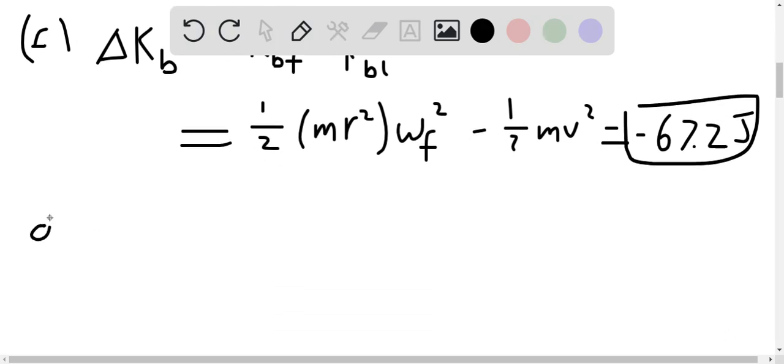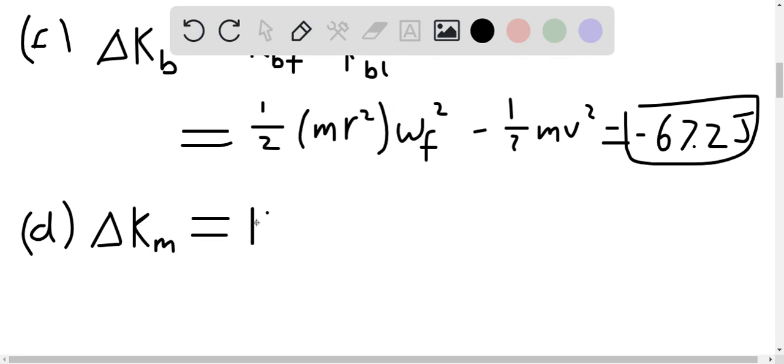And then for part D, we're asked to find the change in kinetic energy of the merry-go-round. K sub m. Let's make that look like it's a subscript there. There we go. So the kinetic energy of the merry-go-round minus the initial kinetic energy of the merry-go-round, right? So K F minus K M I. But the initial kinetic energy of the merry-go-round is zero because it starts out at rest, right? So that's zero.